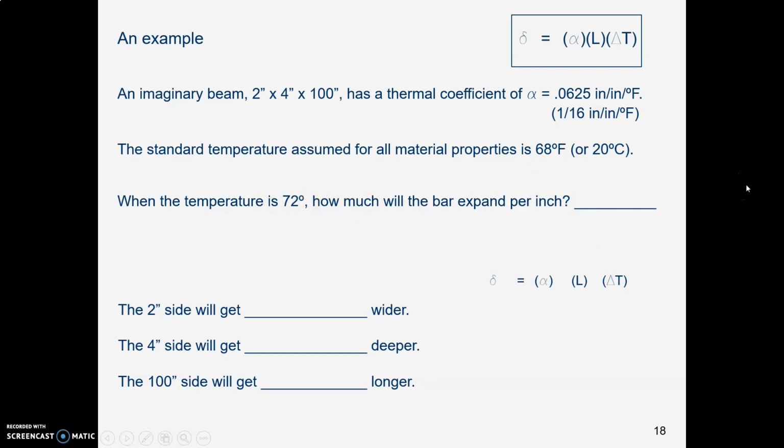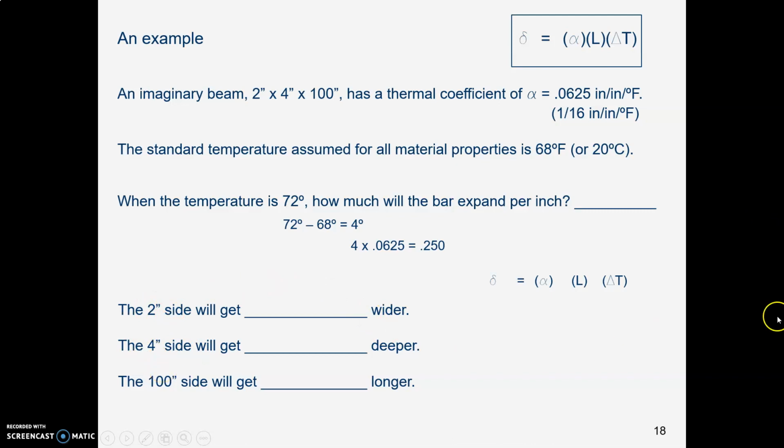That's the standard temperature. Okay, so let's think about, we got this bar, and when the temperature is 72 degrees Fahrenheit, how much will the bar expand in inches per inch? All right, so how much different is 72 from 68 degrees? 72 minus 68, it's 4 degrees warmer. So 4 times 1/16 is 1/4. 0.250. So for every inch at this temperature, for every inch, that bar will expand 1/4 of an inch.